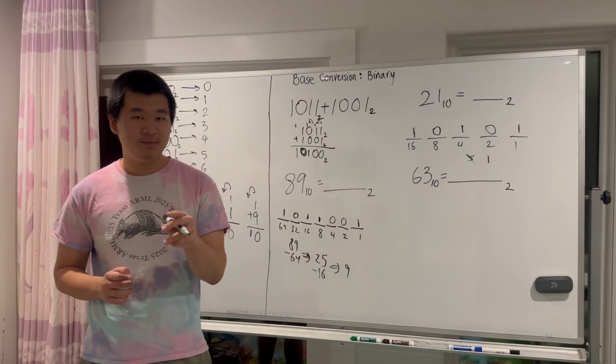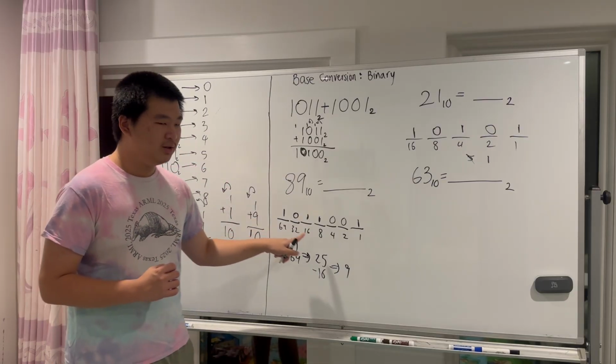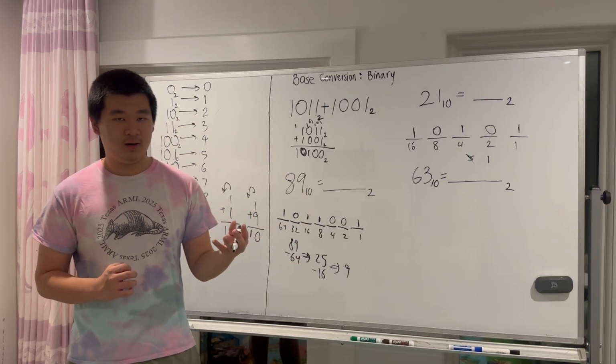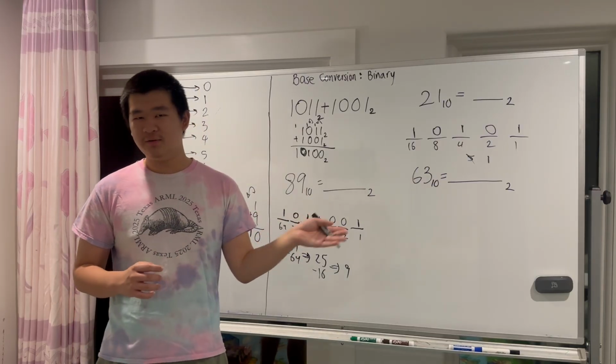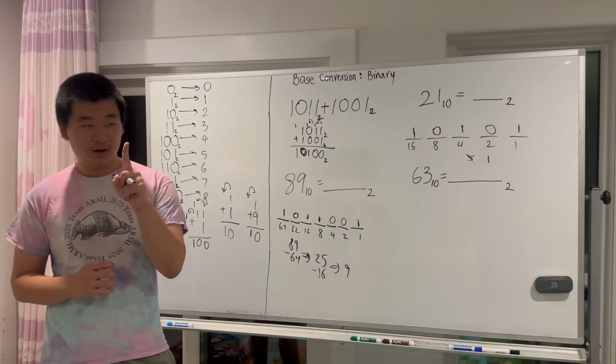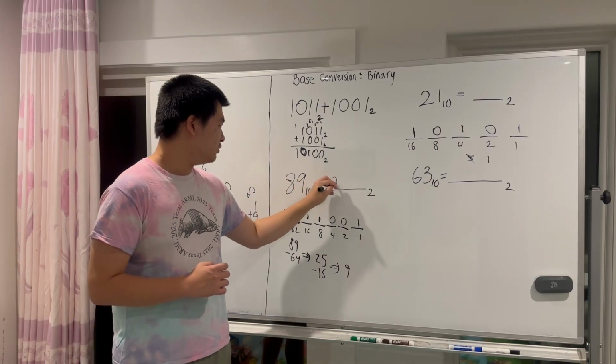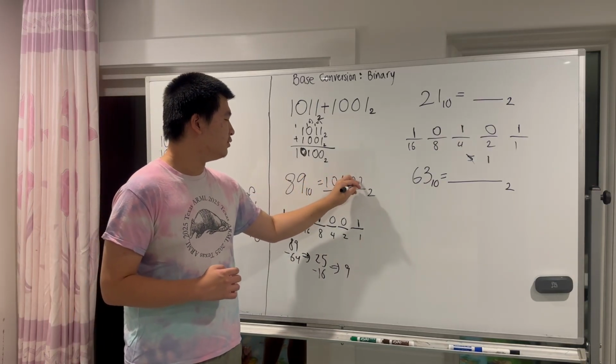And once again, that comes from going down the list of our powers of 2 and seeing if they fit or not. And once we get 1 at the end, we can just skip to the end and say, okay, everything else is a 0, and we have a 1. 1, 0, 1, 1, 0, 0, 1.